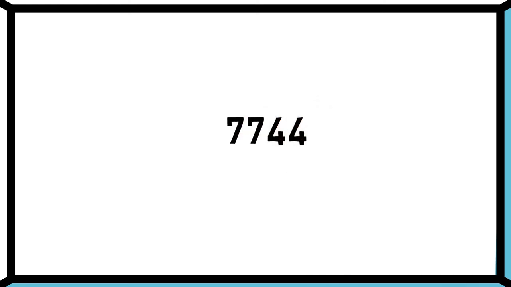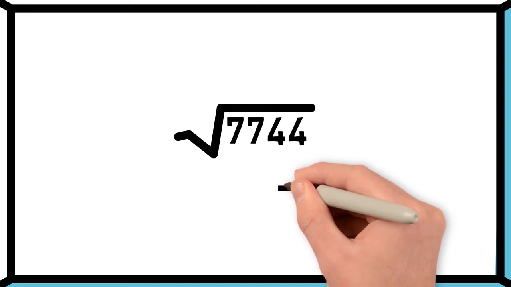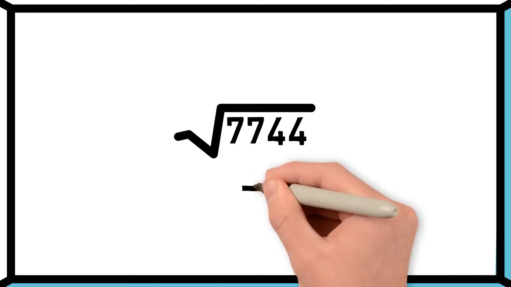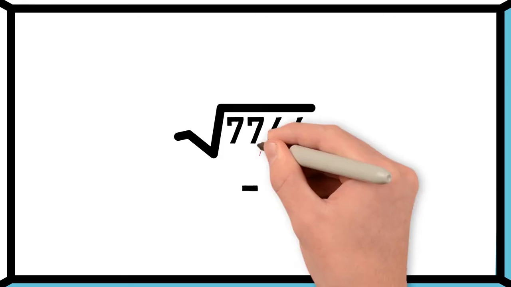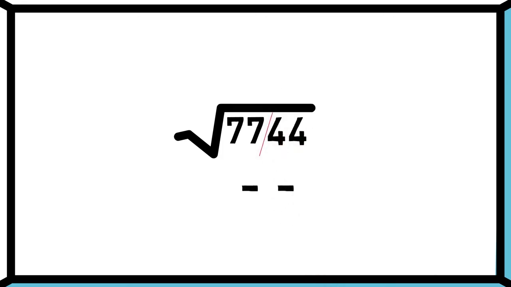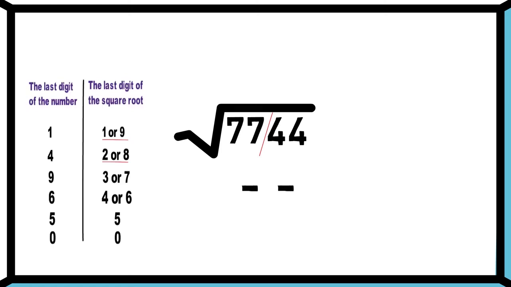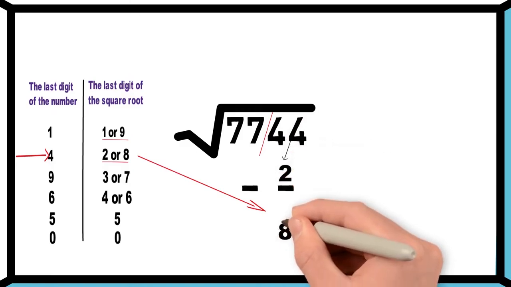Let's take one more example. Square root of 7744. The answer will take 2 places. First of all, we separate the last 2 digits from the starting digits. According to the table, if the last digit of the number is 4, then the last digit of its square root will be 2 or 8. It means the last digit of our answer is 2 or 8.